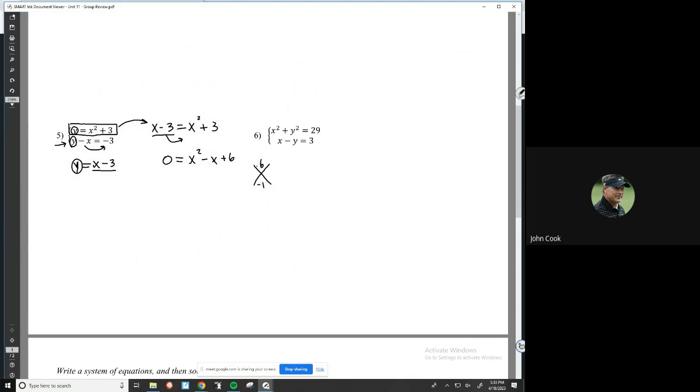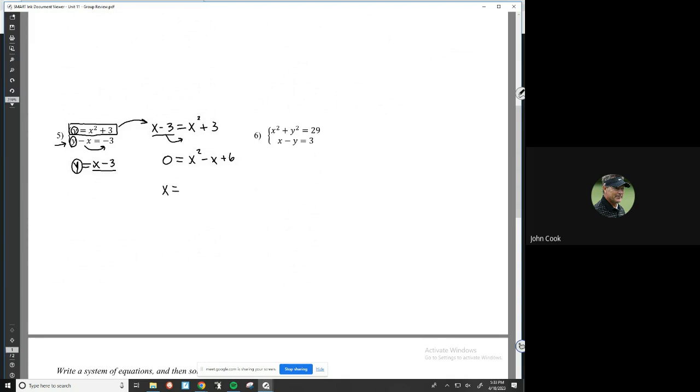All right, are there any numbers that multiply together to be 6 and add together to be negative 1? If you said negative 3 and positive 2, you're wrong, because negative 3 times positive 2 is negative 6. If that was a minus 6, that'd be really nice, but it's not. So we're not going to be able to factor this thing. Instead, let's use the quadratic formula and see if we can get some solutions this way.